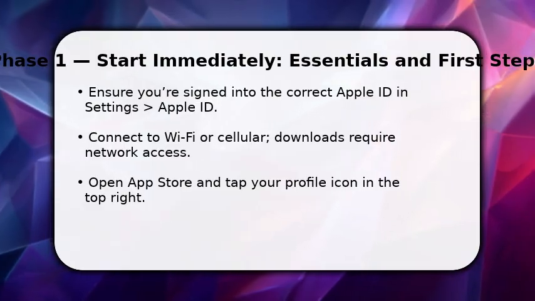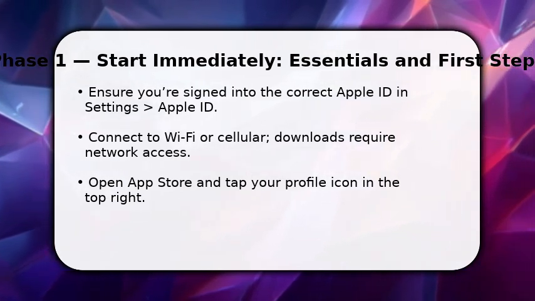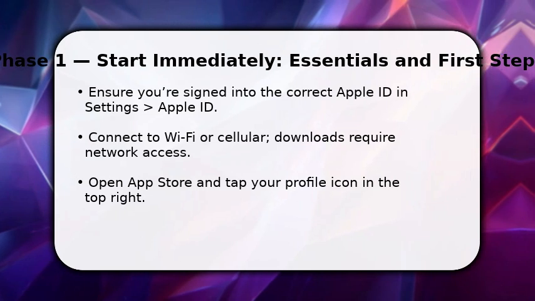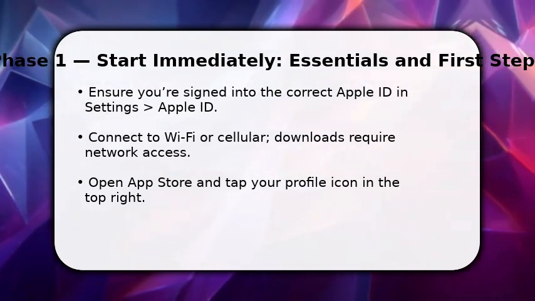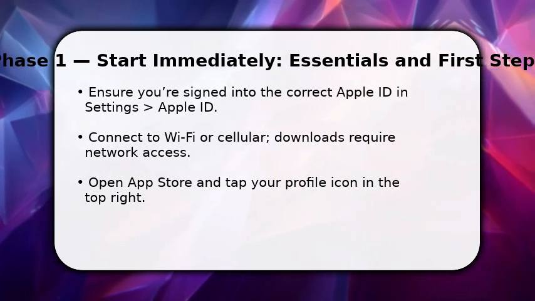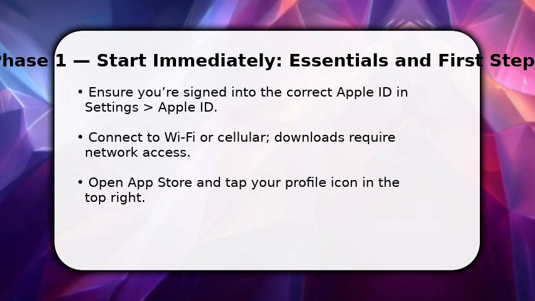You're signed in and online. Now open the App Store and tap your profile icon in the top right. Once done, tap Purchased. That shows apps tied to your Apple ID. If you use family sharing, pick your purchases to see only your apps. Make sure to choose Not on this iPhone to filter out installed apps.